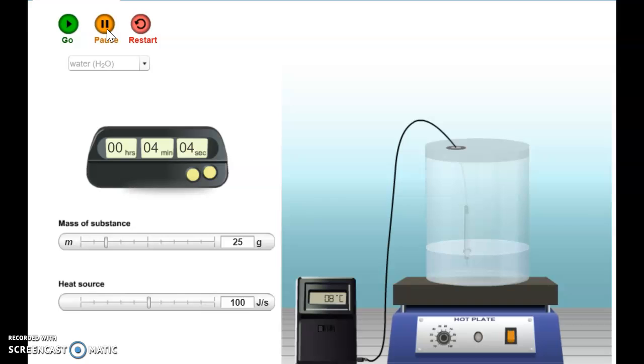All right, the ice goes to liquid, ice to liquid. 4 minutes and 4 seconds. It stopped a little slow there. 8 degrees Celsius now. All right, liquid begins to boil at 6 minutes and 29 seconds and 100 degrees Celsius when the liquid begins to boil.